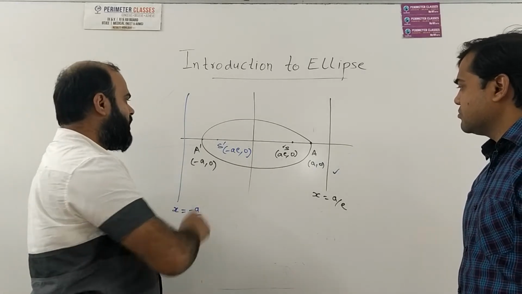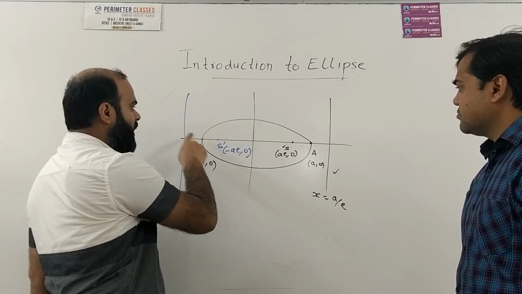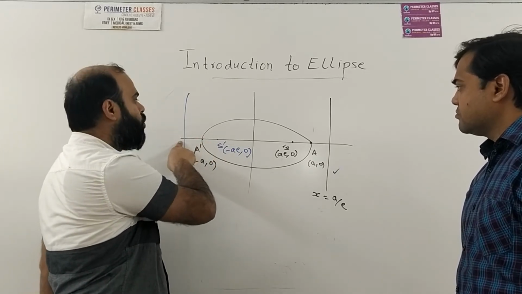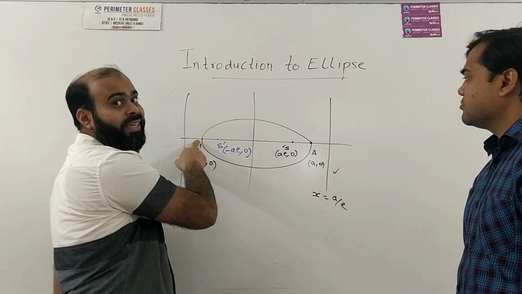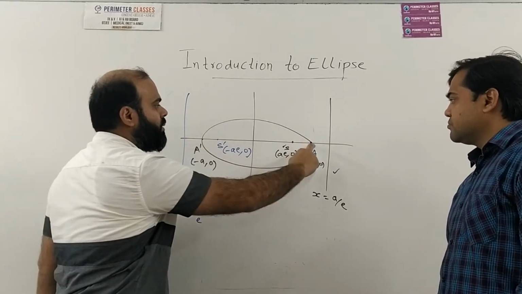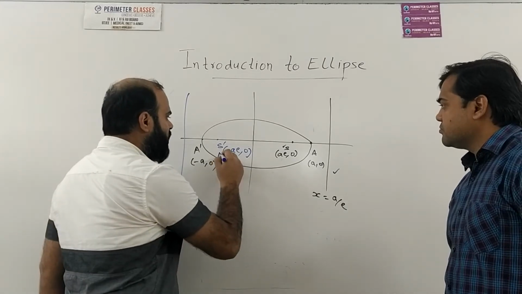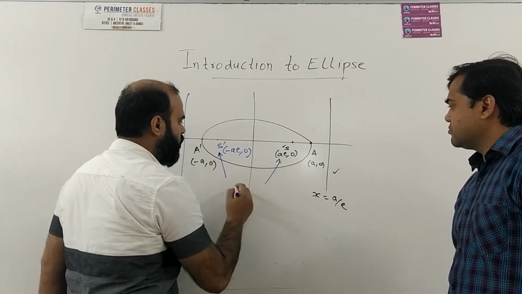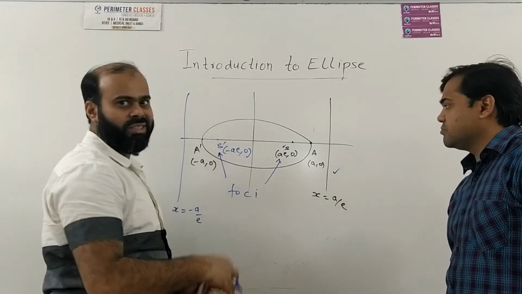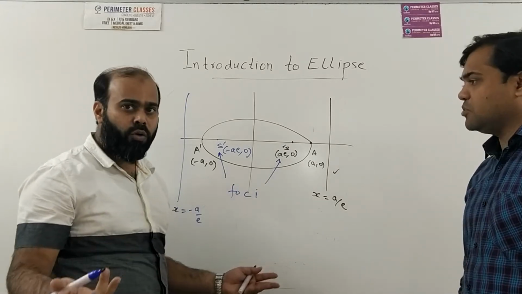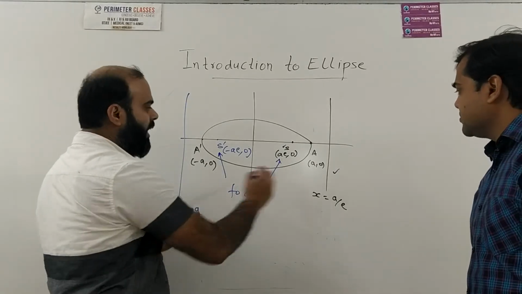In that situation, S' by A' at this point is also e, where A' is doing internal division and similarly A is doing external division. So there are actually two foci of an ellipse. Focus has a plural called foci, and these are the two directrices.